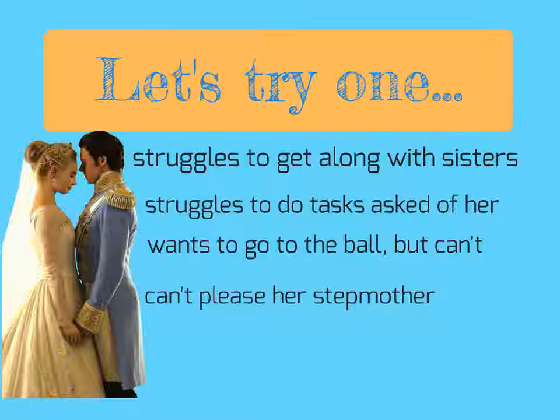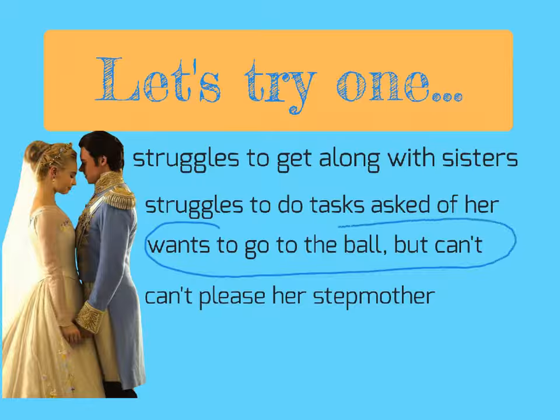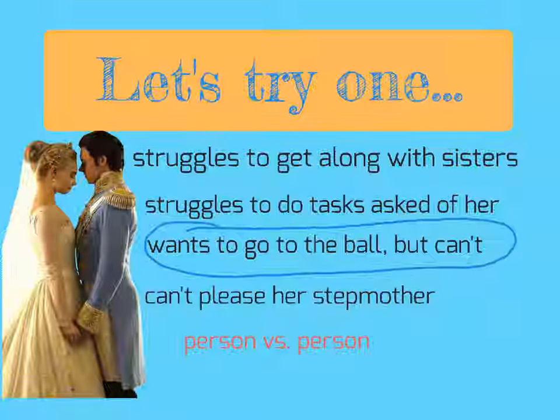So as I think about those different conflicts, I have to ask myself, which of those conflicts does the entire story deal with? Which one of those conflicts really helps to move the plot forward and goes through the whole story? And I think the answer to that question is that she wants to go to the ball but can't. Now, who gets in the way of her being able to go to the ball? In reality, it's really her stepmother. So when I figure out what type of conflict, that's going to be person versus person. She wants to go to the ball, but her stepmother won't let her and gets in her way.